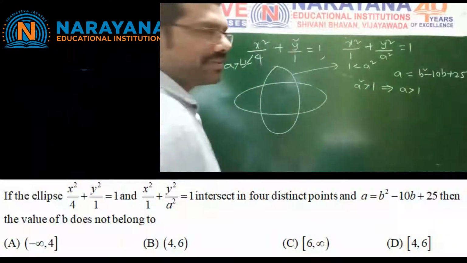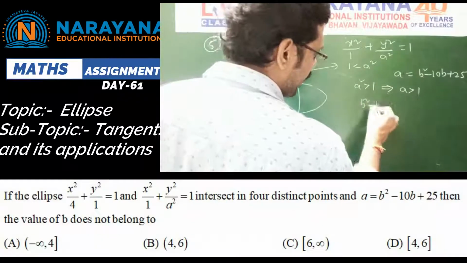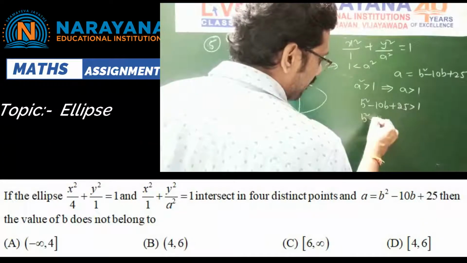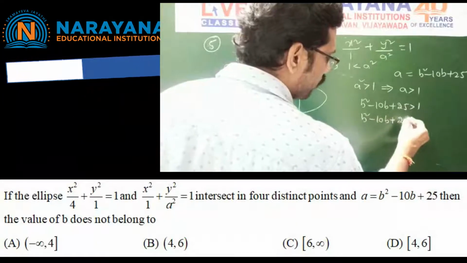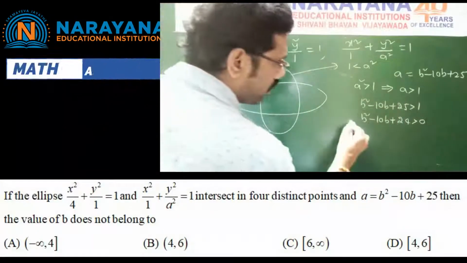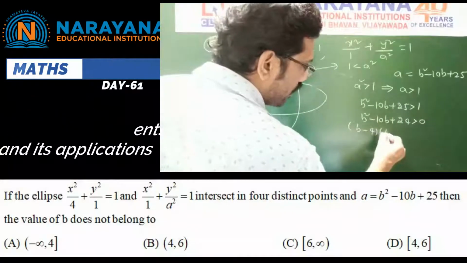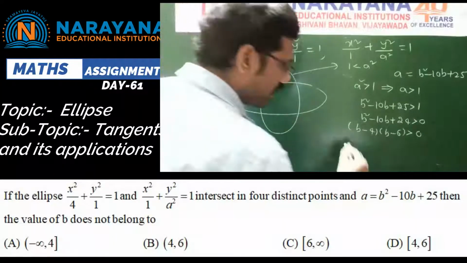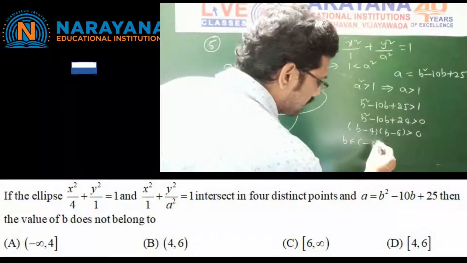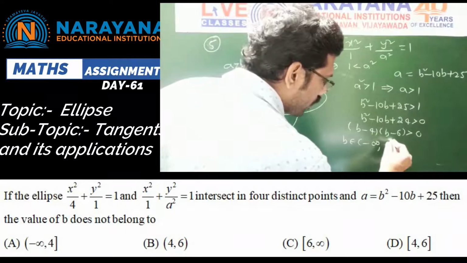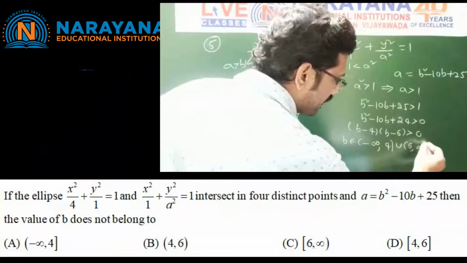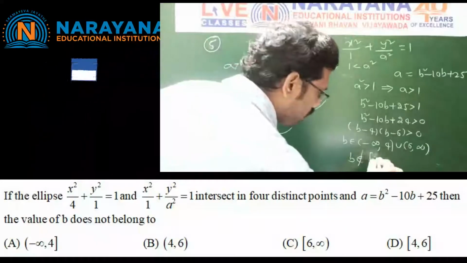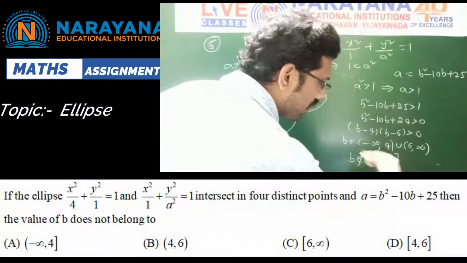What is the condition of a? Here a is equal to b square minus 10b plus 25, which is greater than 1. So b square minus 10b plus 24 is greater than 0, that is, b minus 4 into b minus 6 is greater than 0. Apply the wavy curve method. Therefore, b belongs to minus infinity comma 4 union 6 to infinity. Therefore, b does not belong to the closed interval 4 to 6.